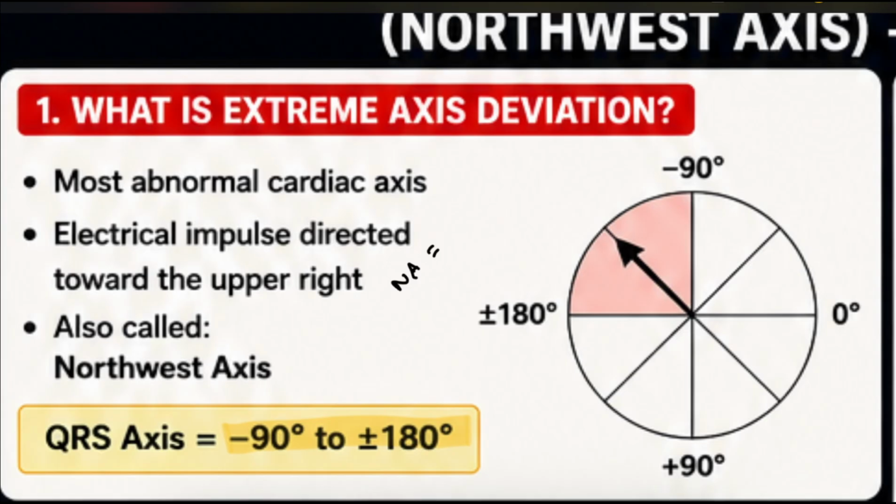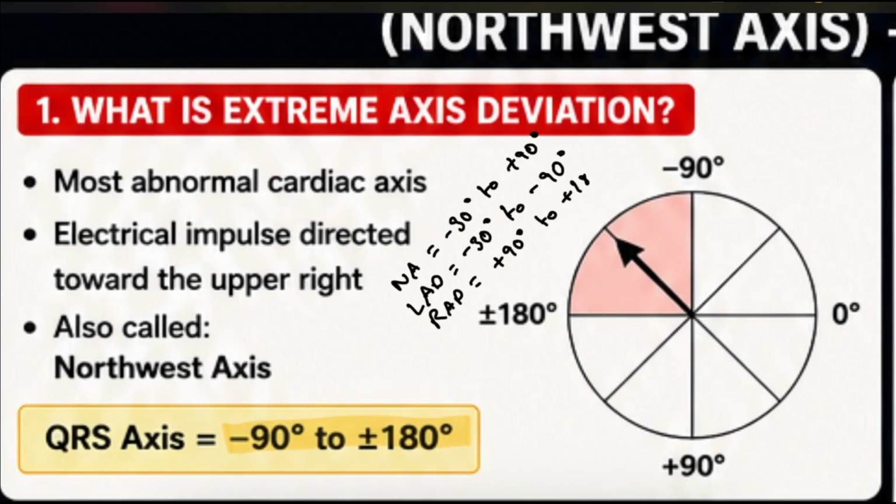One is normal axis. In normal axis, we can say minus 30 degrees to plus 90 degrees. Next, left axis deviation is minus 30 degrees to minus 90 degrees. Next, right axis deviation is plus 90 degrees to plus 180 degrees. And in extreme axis deviation, it is minus 90 degrees to plus or minus 180 degrees. Okay, so this is the thing.